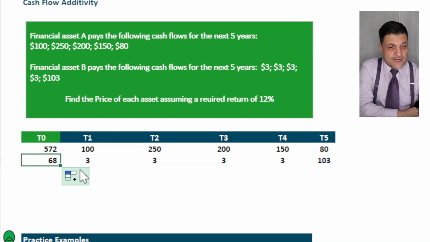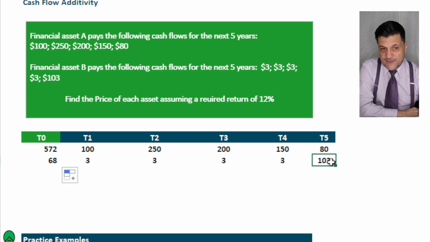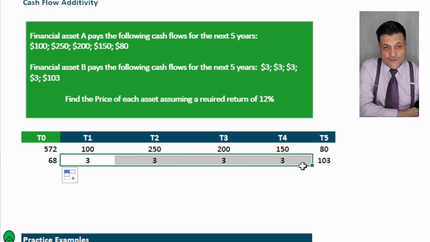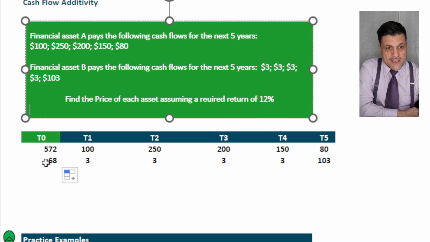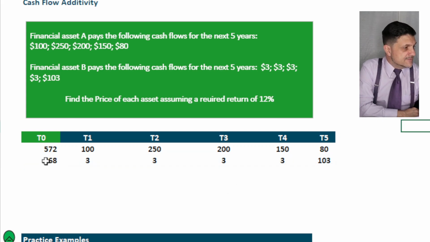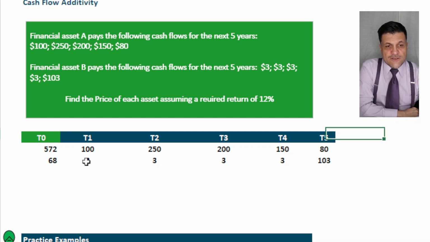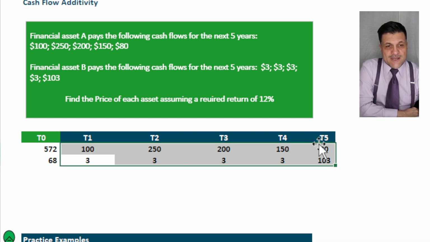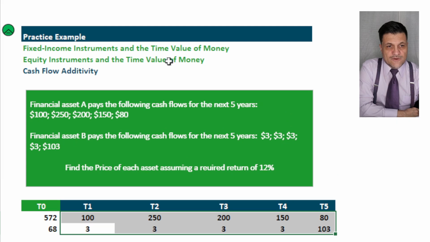And do the same for the next one. The next one, you're going to receive 3, 3, 3, 3, and then 103. Discount all those amounts at 12%, and you get $68. I got that using the net present value formula as well. There you go. Very clean, very neat. Now, the question is, why did I use those two examples? What do they have to do with fixed income and equity?